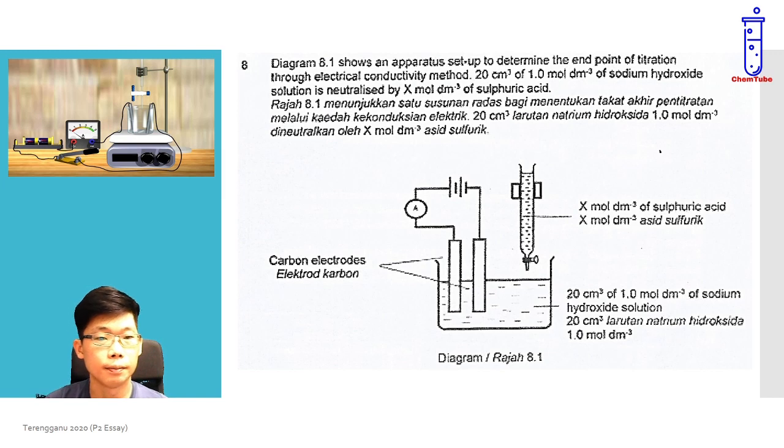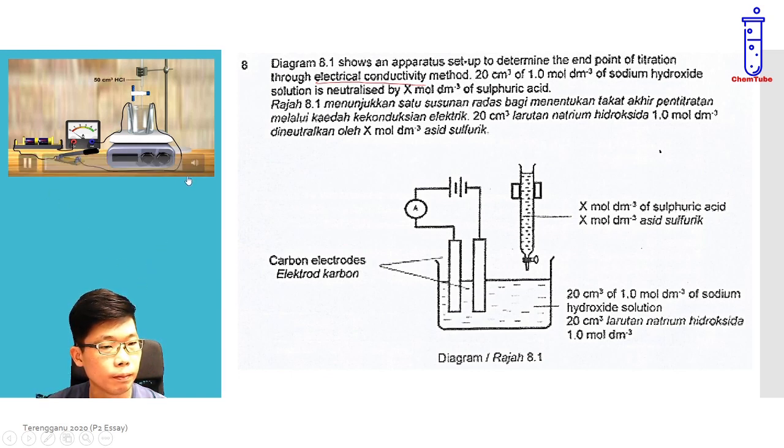Question 8. The diagram shows the apparatus set up to determine the endpoint of titration through the electrical conductivity method. 20 cubic centimeter of 1 mole per cubic decimeter sodium hydroxide solution is neutralized by X mole per cubic decimeter of sulfuric acid. The sulfuric acid is put inside the burette, then in the beaker is sodium hydroxide. Let's look into this video to see how we conduct this experiment.